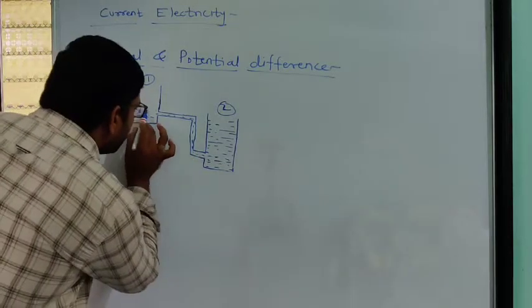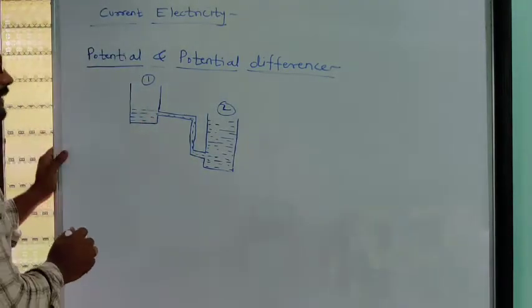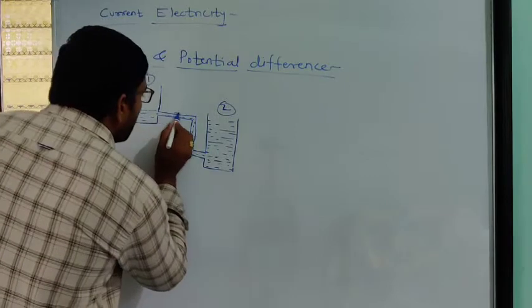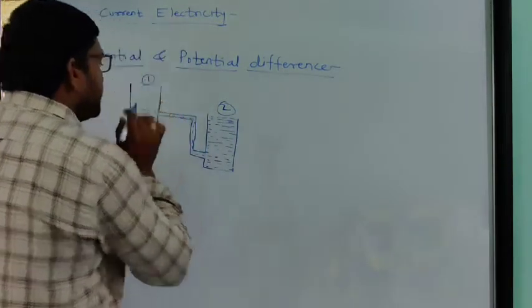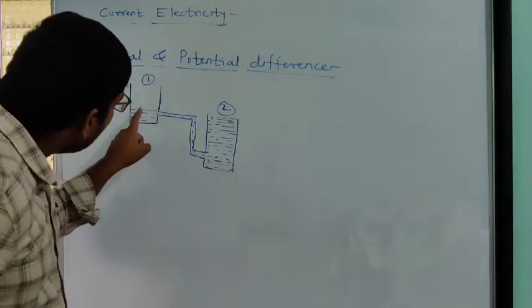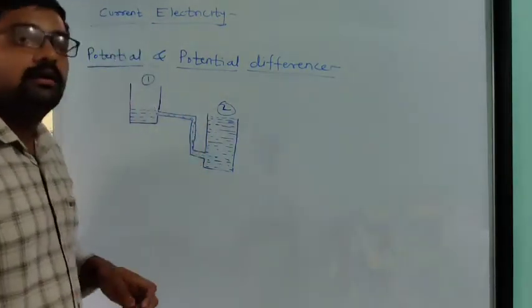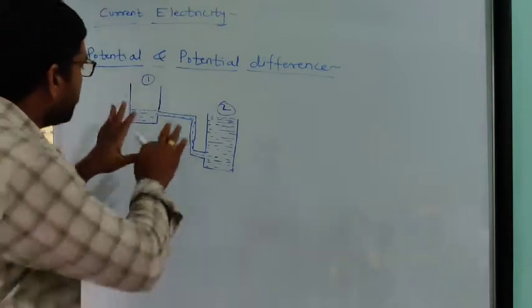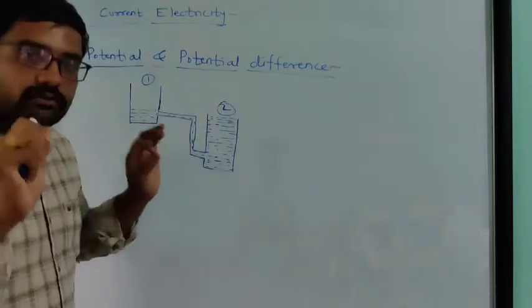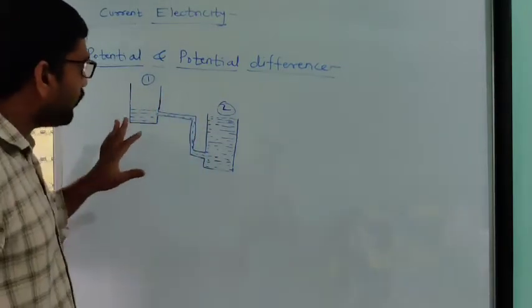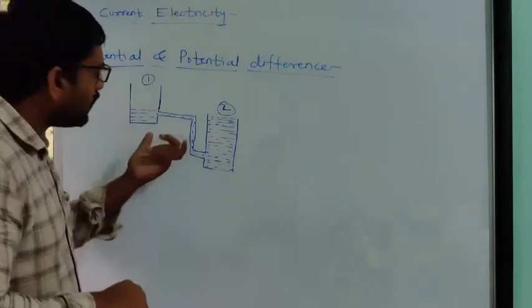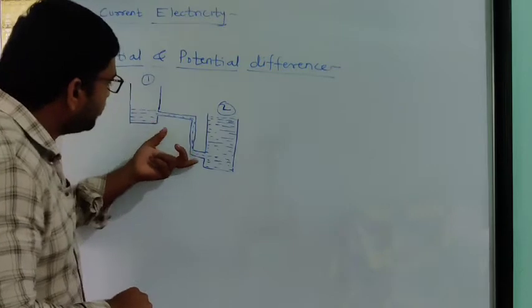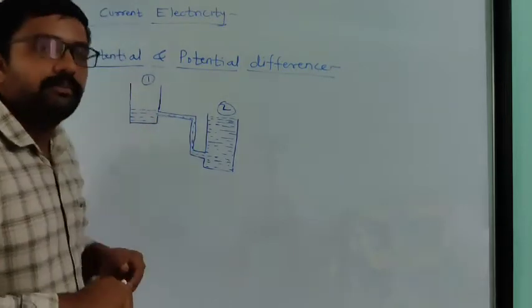This process will continue till the heights of water in both tanks become the same. When the height of water in both tanks is the same, at that time the flow of water will stop. Initially, this one is filled with water and this one is empty, as we connect these two tanks with each other by using one pipe.